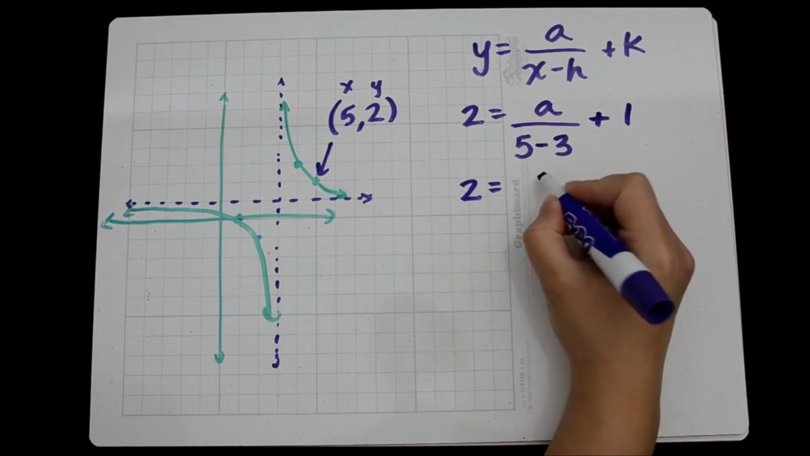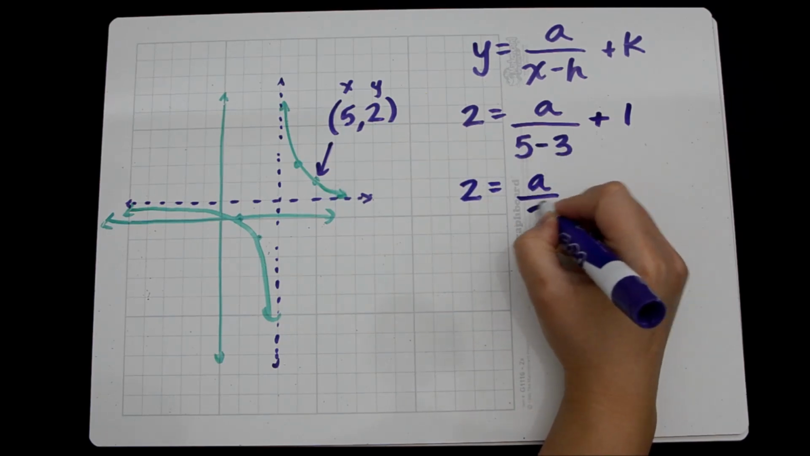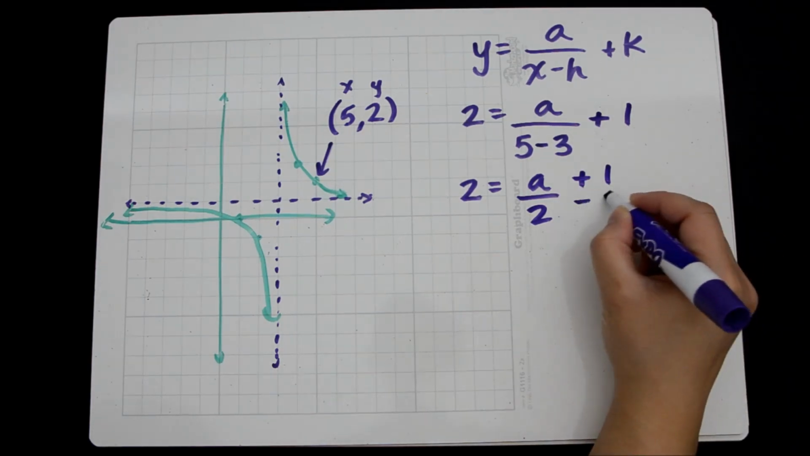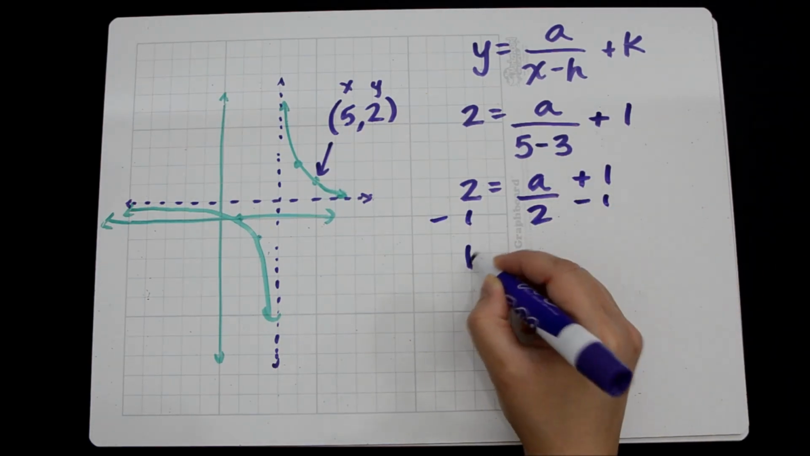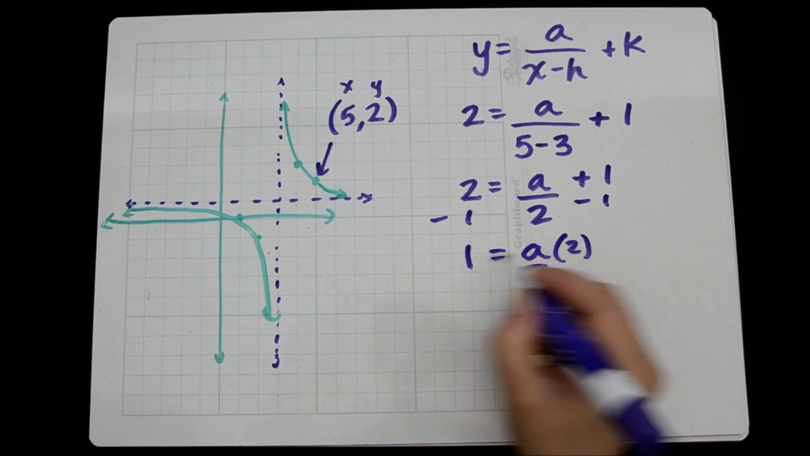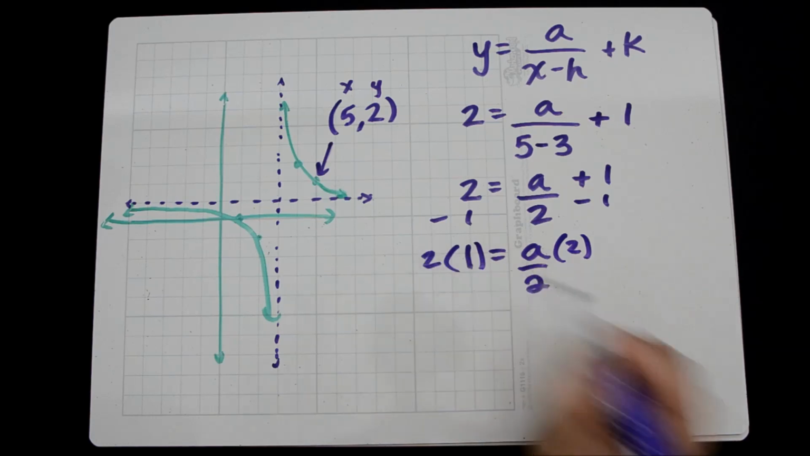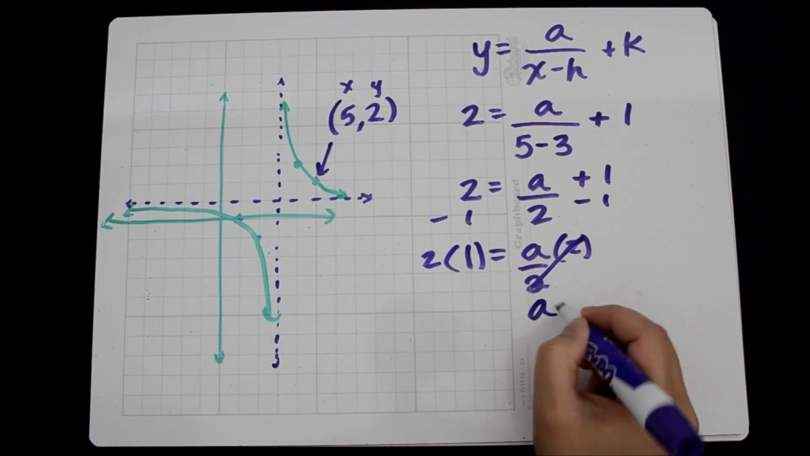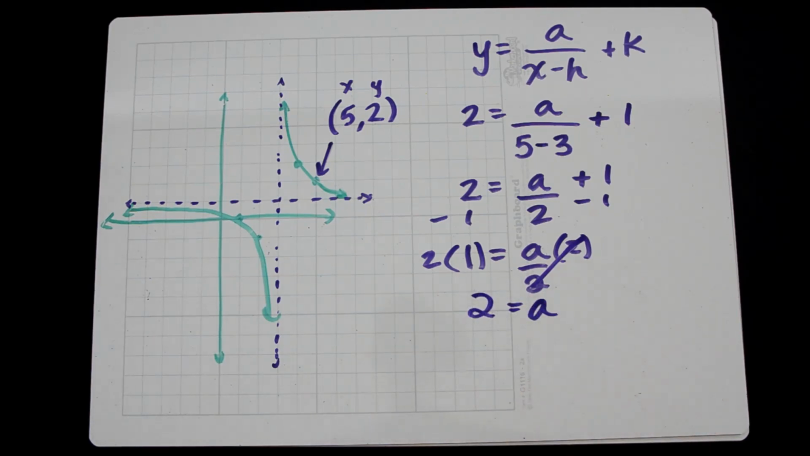So we get 2 equals a over 5 minus 3 is 2 plus 1. And we're going to solve a two-step equation to get a by itself. So we'll subtract 1 from both sides of our equation. We get 1 equals a over 2. Multiply both sides of our equation by 2 to undo the division. It ones out on the right-hand side, and we're left with a equals 2.